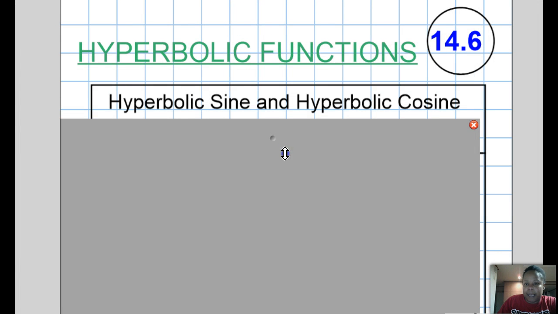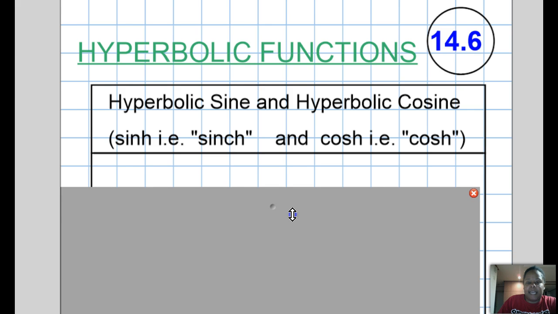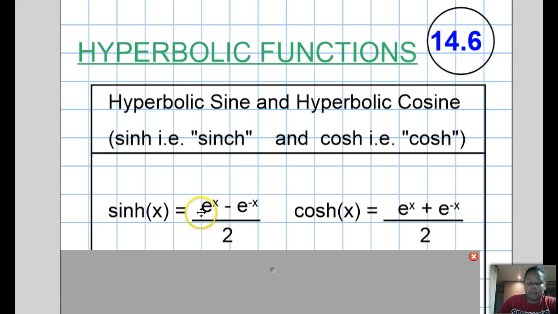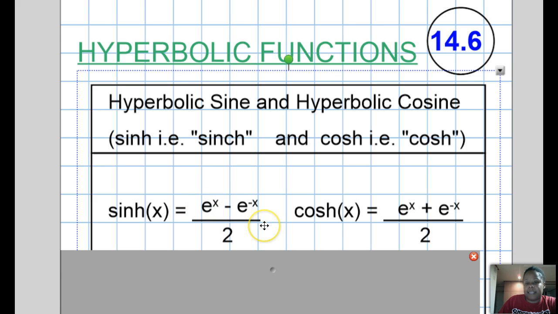So hyperbolic sine is basically called sine h or sinh, and it's the result of adding e to the x plus a negative e to the negative x, all over 2. And then the hyperbolic cosine, which is cosine h or cosh, is the result of adding the two functions, e to the x plus e to the negative x, over 2.